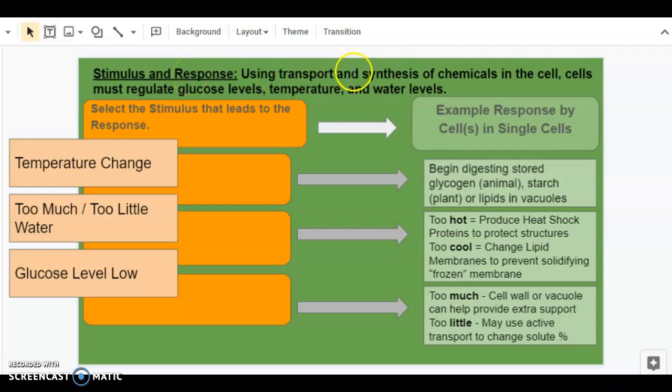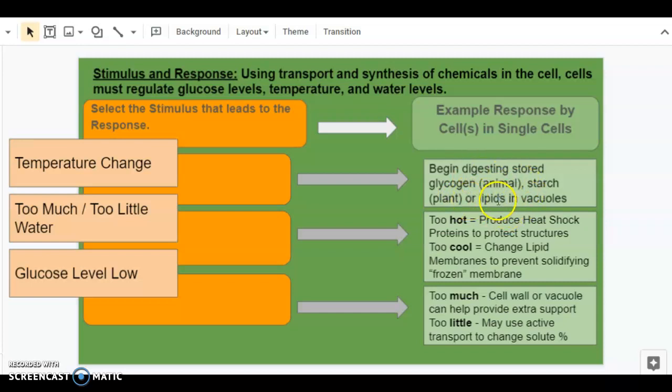Using transport and synthesis of chemicals in the cell, cells regulate things like glucose levels, temperature, and water levels. Let's see if we can figure out which stimulus goes with the response or the cell behavior. When would cells begin to digest their stored glycogen if they're an animal cell, or stored starch if they're a plant cell, or even lipids that they've stored in vacuoles?